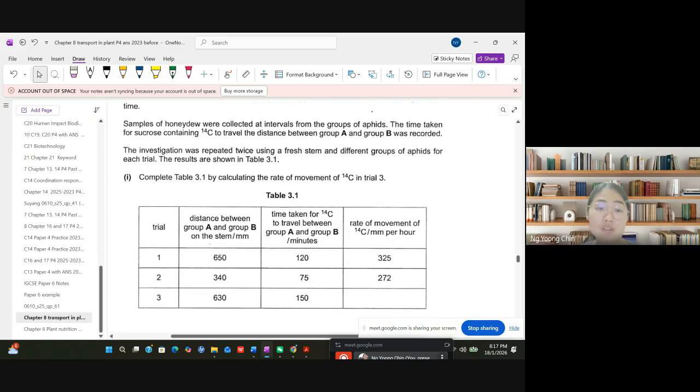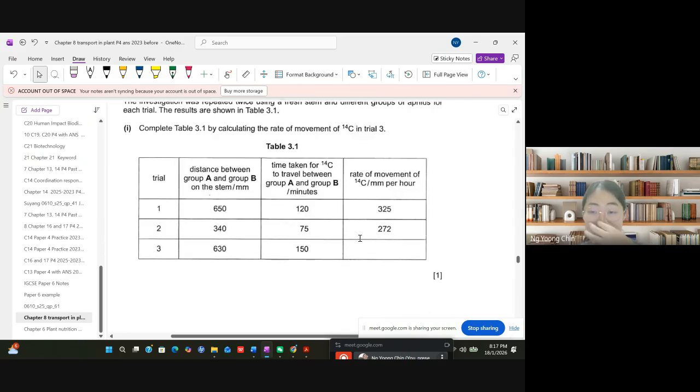So you have the 3 trials. The distance from A to B is 650, 340, and 630. And then you record the time, and then you calculate the rate of movement of 14 carbon per hour.